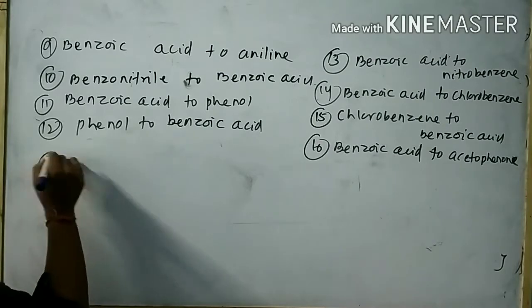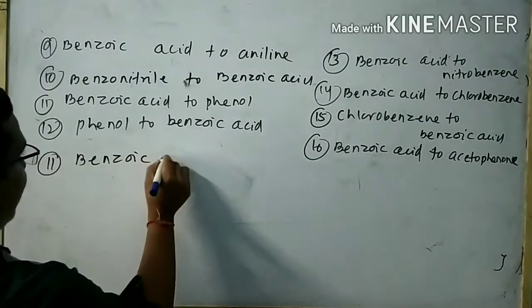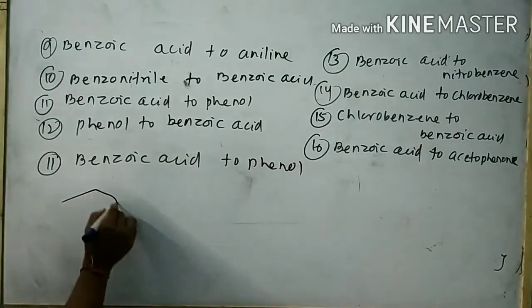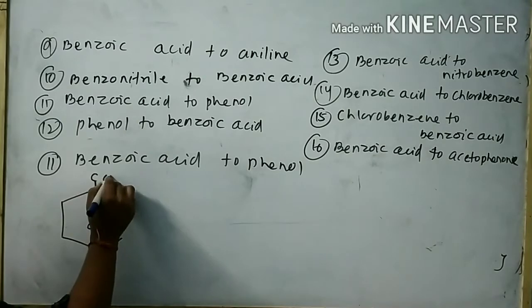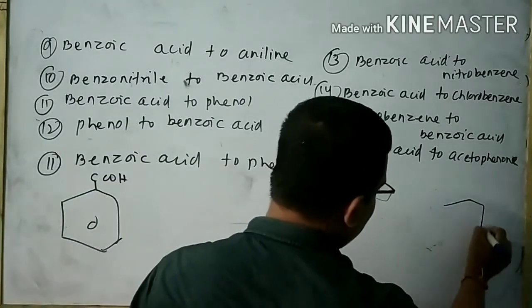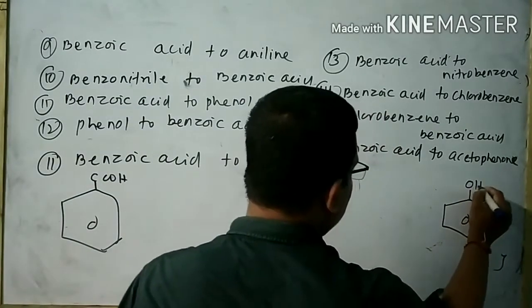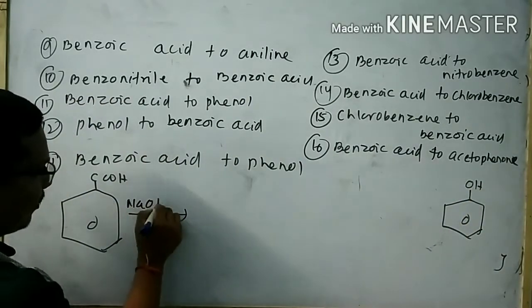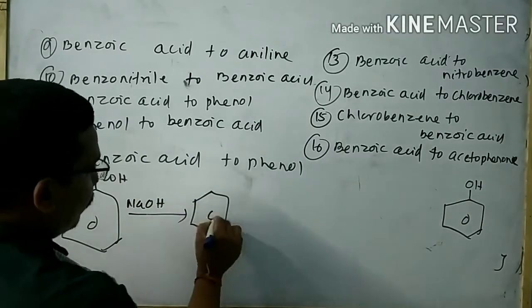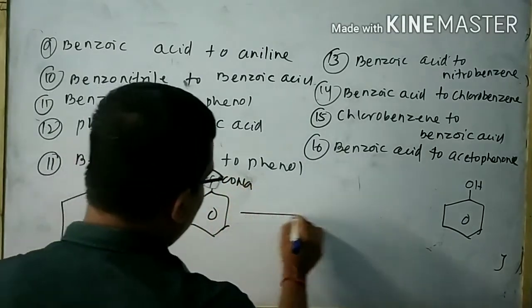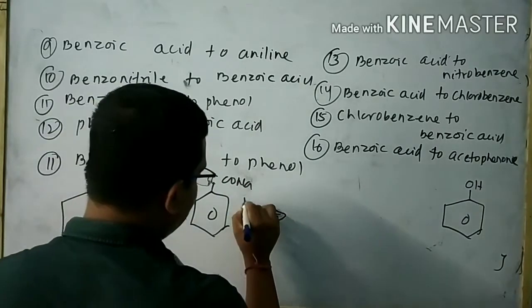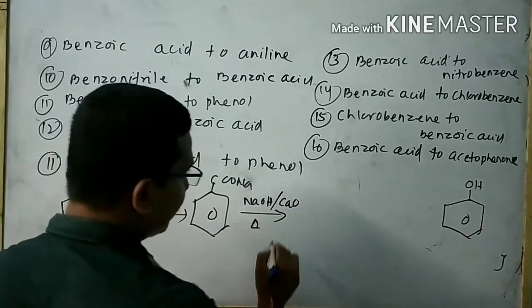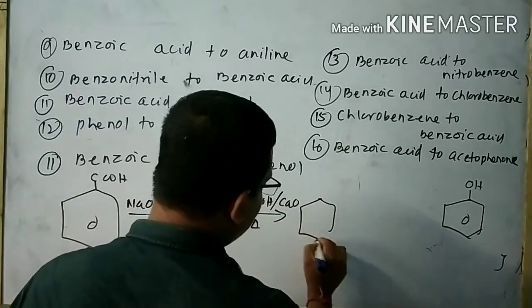Next is question number 11. Benzoic acid to phenol. The structure of benzoic acid is this. The structure of phenol is this. Benzoic acid is subjected to reaction with sodium hydroxide, then sodium benzoate is formed, then sodium benzoate is subjected to reaction with sodium hydroxide in the presence of calcium oxide, that is the Dumas method, then benzene is formed.